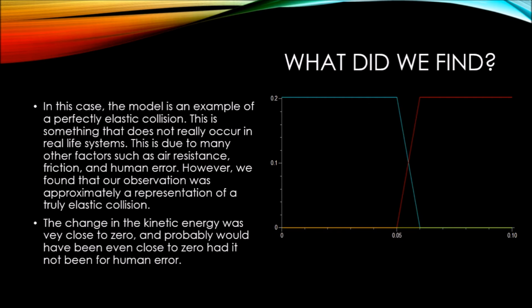So what did we find with Python? In this case, the model is a perfect example of a perfectly elastic collision. This is something that does not really occur in real-life systems, however. You can see in this graph that the blue line is equal to the kinetic energy of the first ball, while the red line is equal to the kinetic energy of the second ball. And you can see that the yellow line plotting the change in kinetic energy is always equal to 0, meaning that kinetic energy is conserved, meaning that this is an elastic collision.